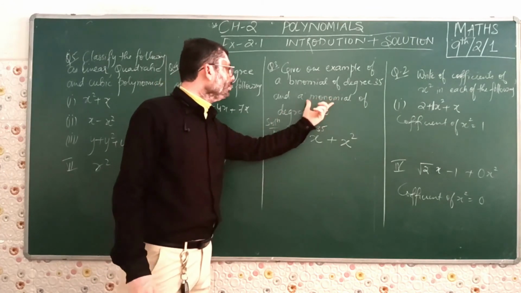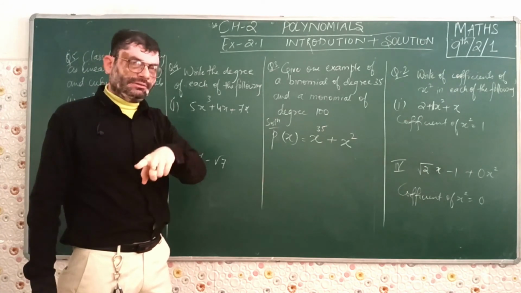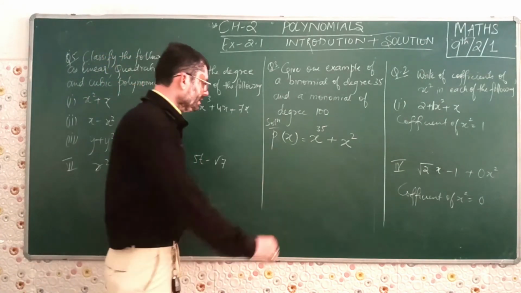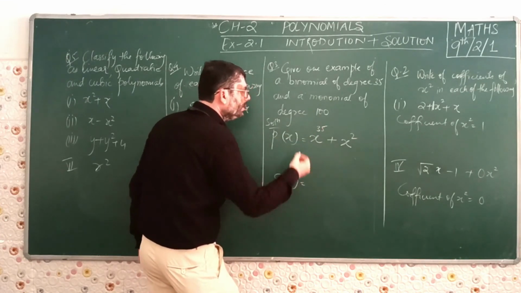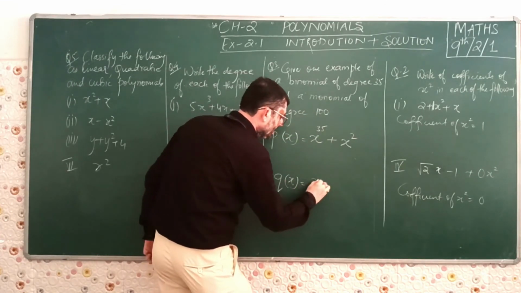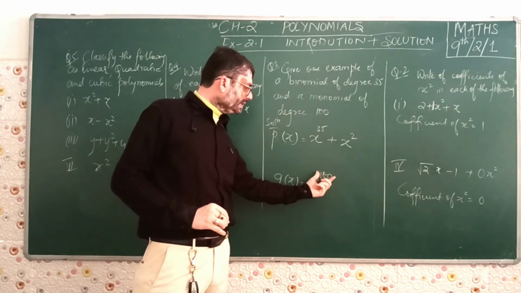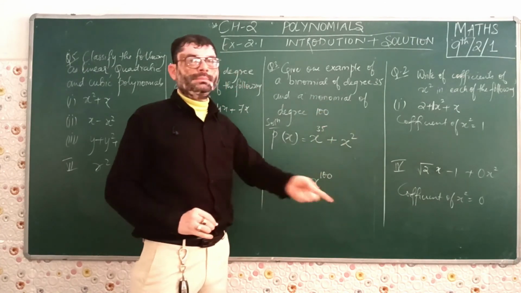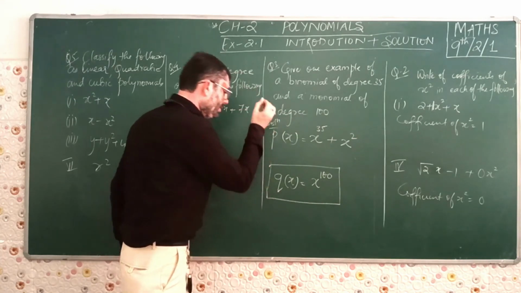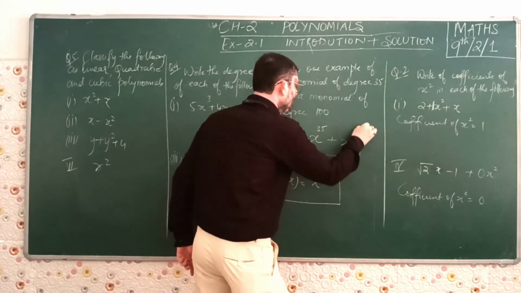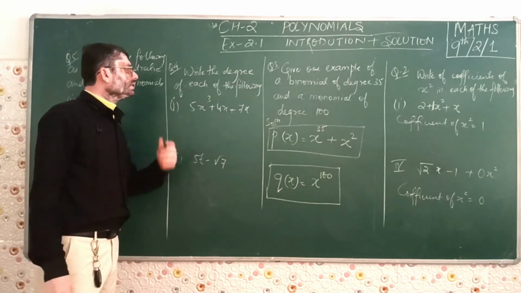Then we need a monomial of degree 100. Monomial means one term with a variable of degree 100. So let us name that one as q of x. We need a monomial with degree 100. So let us take x to the power 100. Now we have that variable with degree 100 and it should be a monomial, meaning one term, and it is one term only. So this is a monomial with degree 100 and this is a binomial with degree 35. Moving on to the next question.